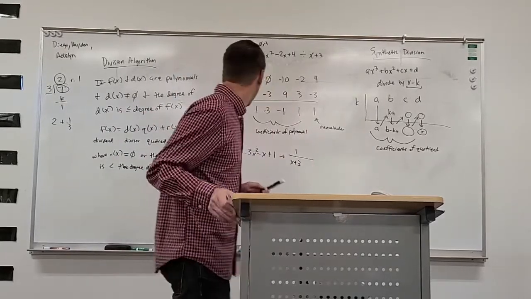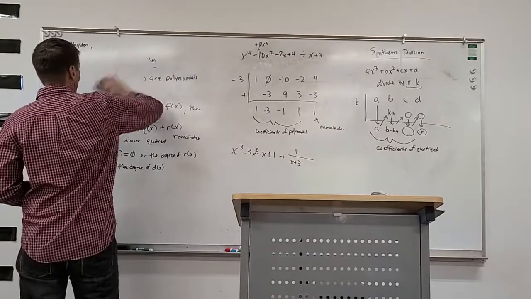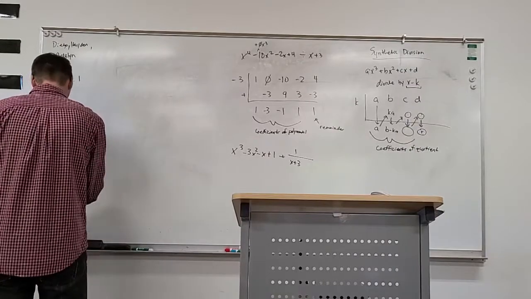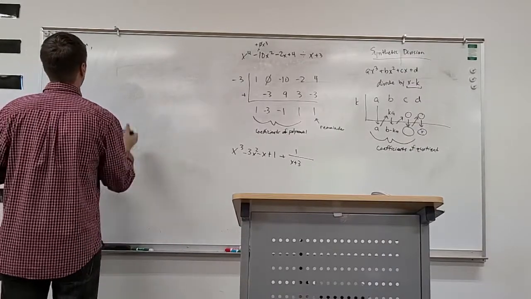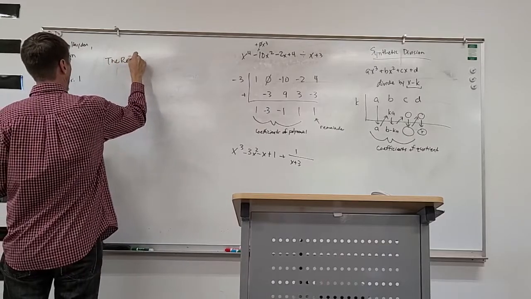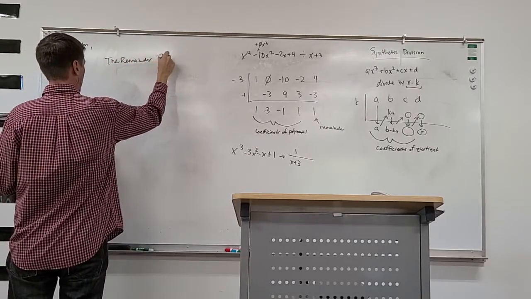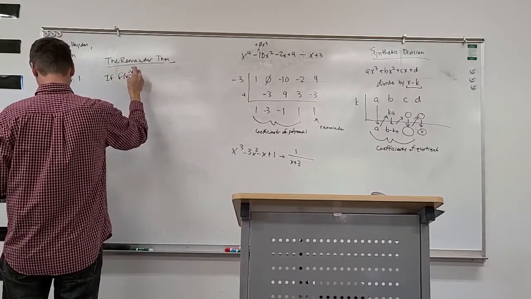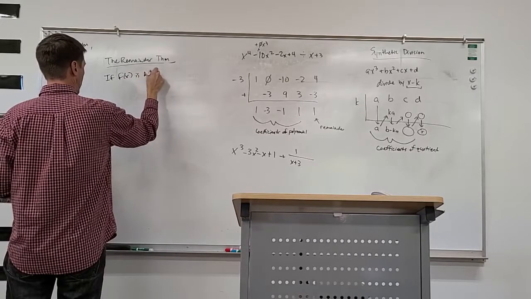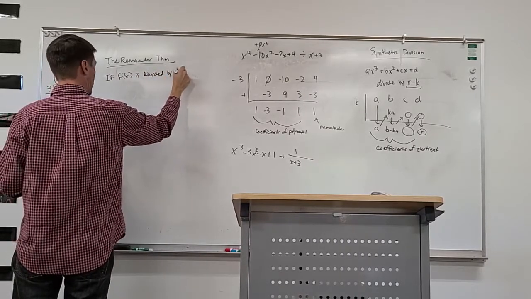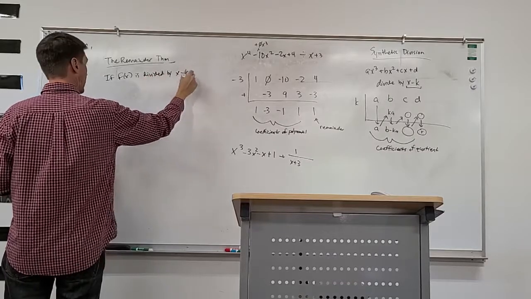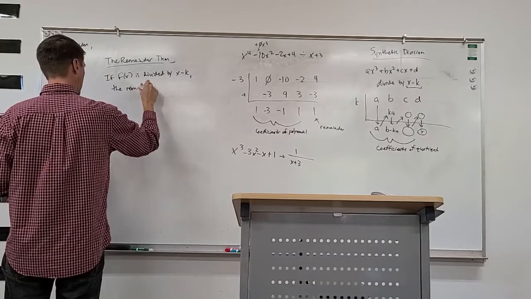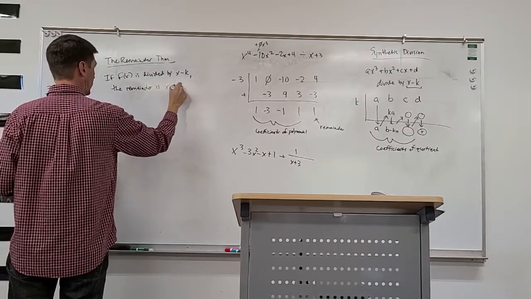And so that's actually what our next theorem says here. Basically it applies what we just said. The remainder theorem says that if f of x is divided by x minus k, the remainder is r equals f of k.